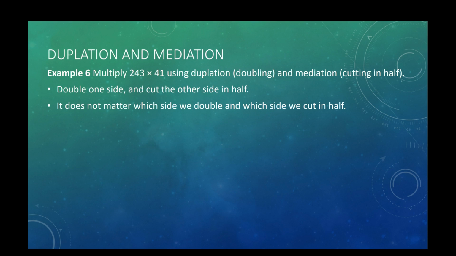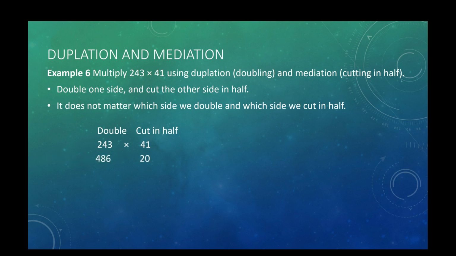Let's try multiplying 243 by 41 using duplication, which is doubling, and mediation, which is cutting in half. You double one of the sides and cut the other side in half. It doesn't matter which side you choose to double or which side you choose to cut in half. So let's start by doubling the 243 side. But if you want, after we're all done, you can try it the other way around. You can double the 41 side and cut the 243 side in half.